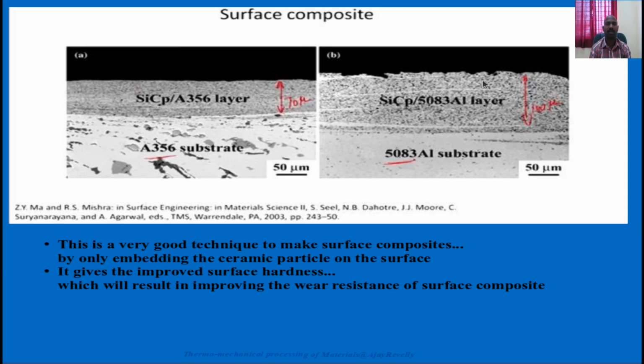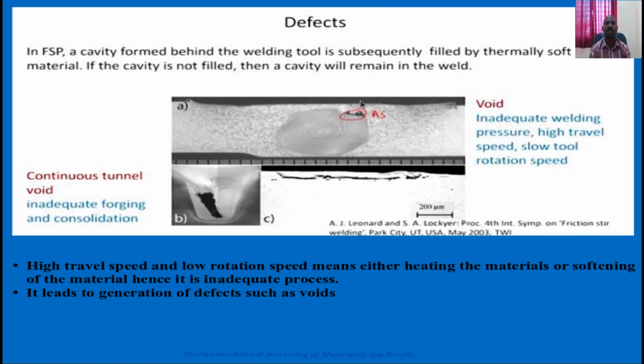This much length of surface is more hardened. So if a particular application requires these surface composites, they can be manufactured using friction stir processing. This is one advantage of friction stir processing. Even though, there are some disadvantages, such as defects being generated. These defects are mainly due to inadequate welding in the case of friction stir welding, or in the case of friction stir processing, high travel speed and slow rotation speed, which leads to generation of voids.